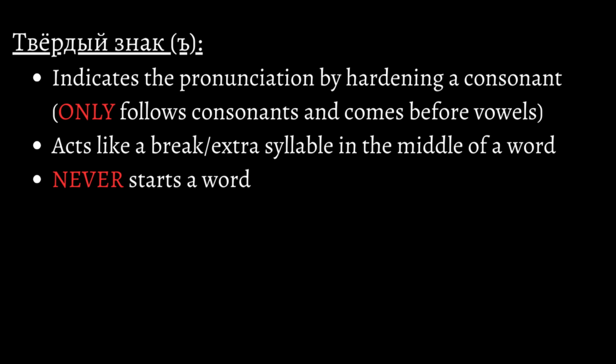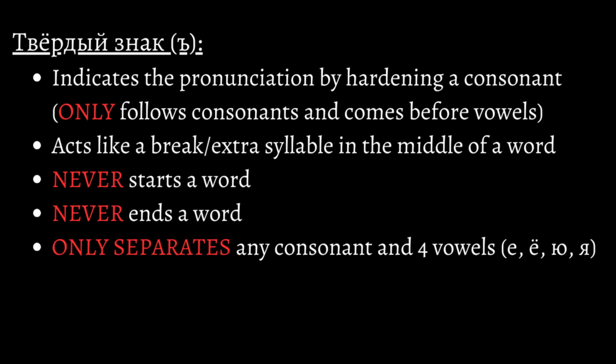However, before the early 20th century, tvrdy znak was placed at the end of words, but eventually the sound didn't do anything and was removed. Ever since then, you'll never see the tvrdy znak be placed at the end of a word. Extensively, tvrdy znak only follows consonants but doesn't come after vowels. Therefore, it can only be used to separate a consonant and a vowel. To be more specific, tvrdy znak can follow any consonant in Russian, but can only come before these four vowels, and I'll get to these in a few minutes.